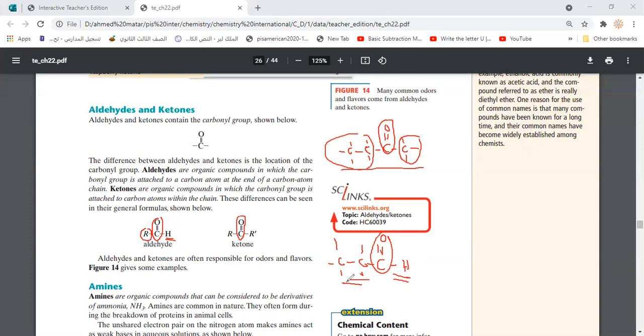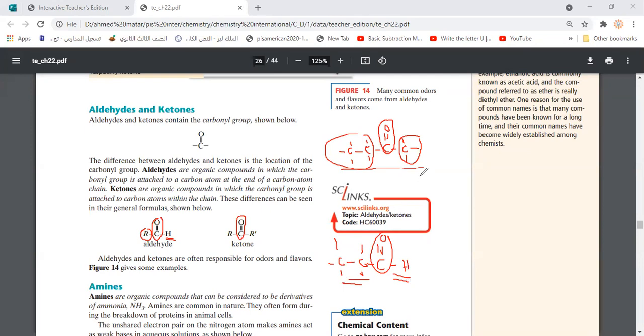So that's the big difference between ketone and aldehyde, because in the exam you may get the structural formula of a compound and be asked to mention which class this compound belongs to. Is it alcohol, aldehyde, ketone, ether, amine, or whatever it is. So you're supposed to search for the functional group, and then you can detect which class it is.